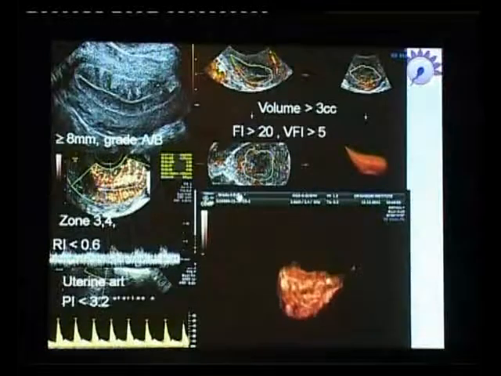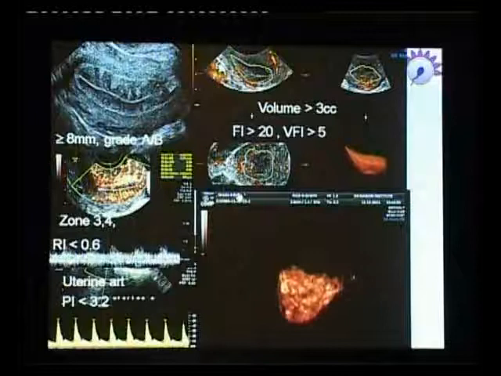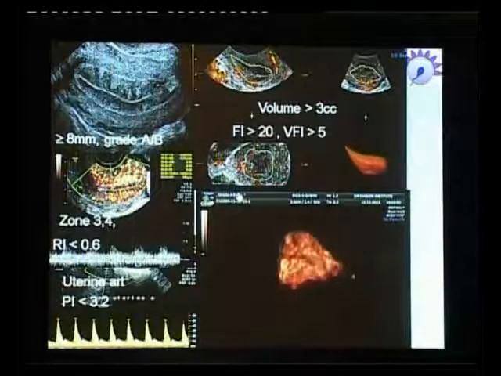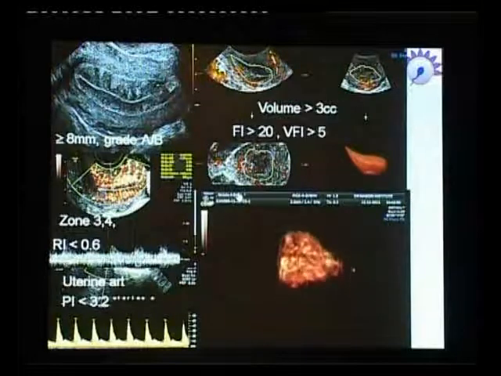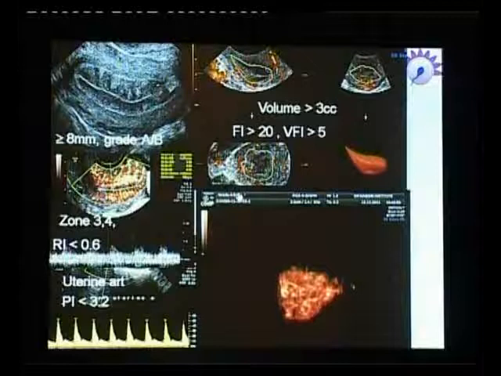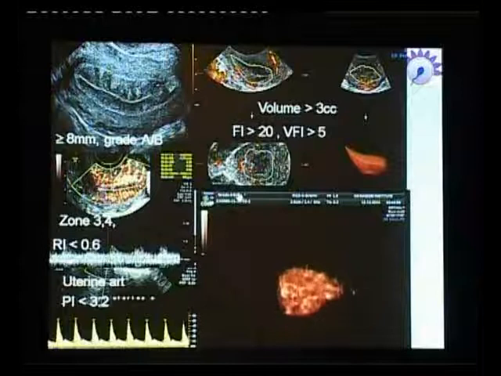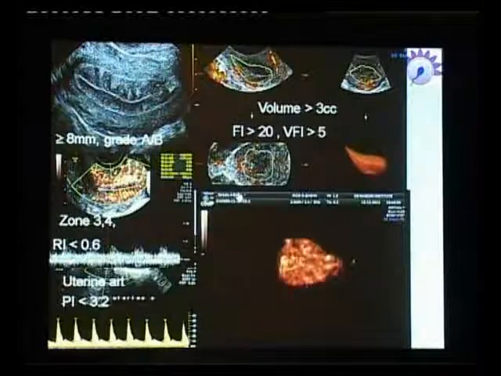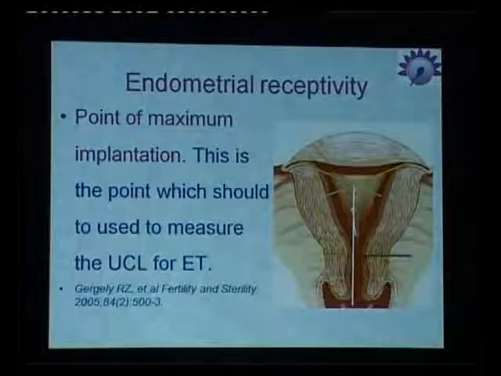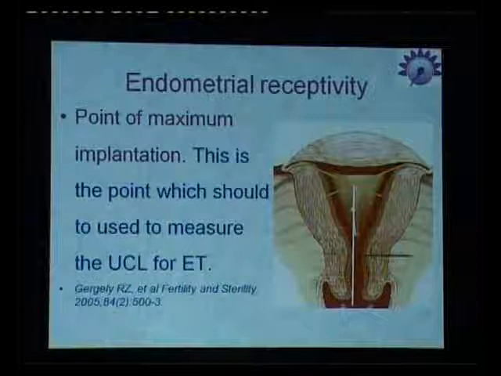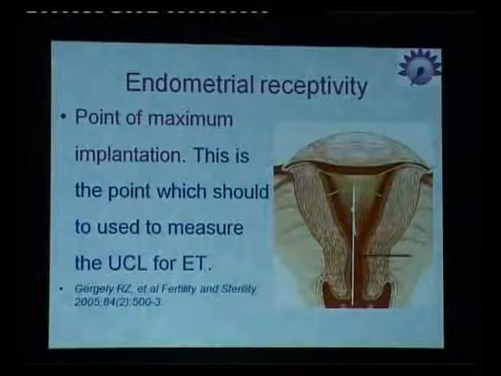So if I'm just summarizing the important pre-ovulatory features for endometrial receptivity: thickness of minimum 6, but preferably 8 to 10 mm, grade A or B endometrium, vascularity reaching zone 3 and 4, covering at least 5 millimeter square area, RI less than 0.6, uterine artery PI less than 3.2, and preferably volume more than 3 cc, FI more than 20, and VFI more than 5. And of course, the baseline features, no subendometrial flow, and an intact endomyojunction throughout the cycle.